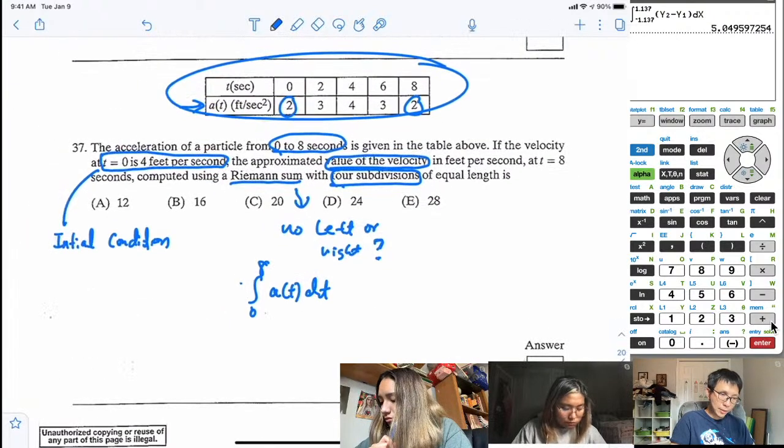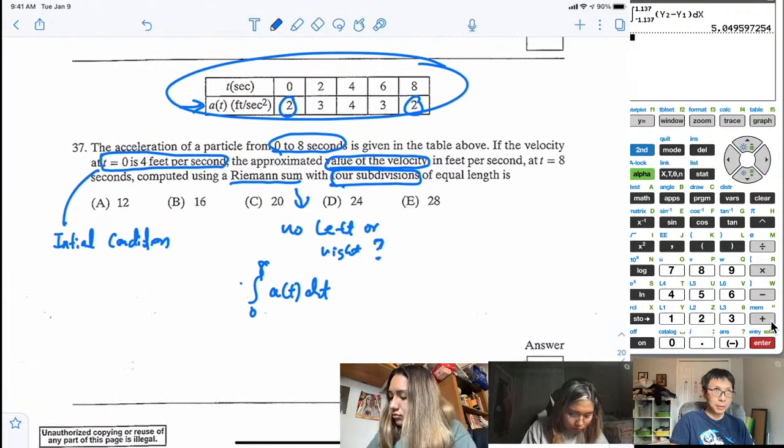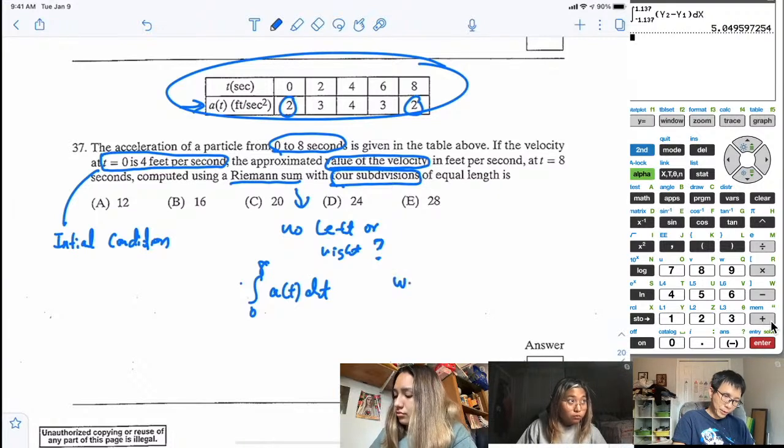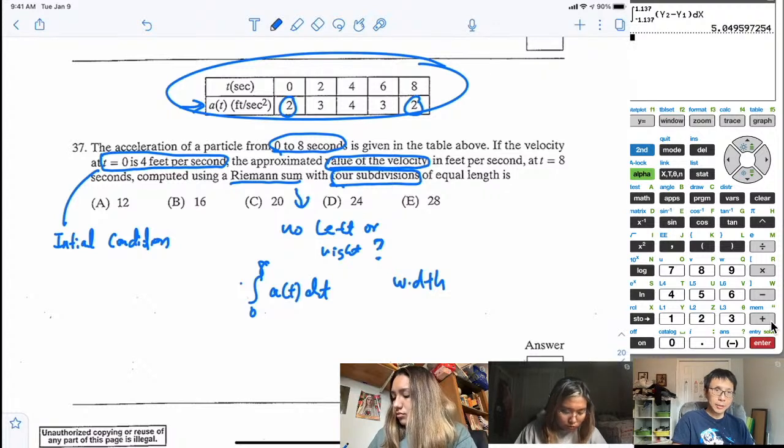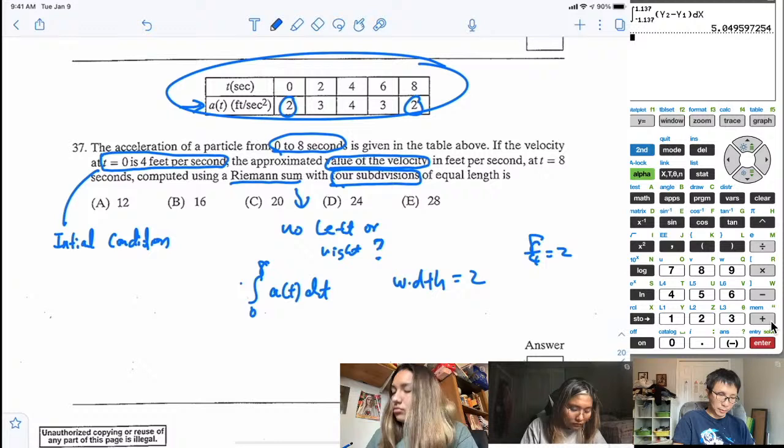So now I can use the trapezoid. I'm not using trapezoid. I'm using the rectangles. So each rectangle has a width of what? What is the width of each rectangle? There were 4 rectangles from 0 to 8. So that means each width is what? 2. Good, because 8 divided by 4 is equal to 2.